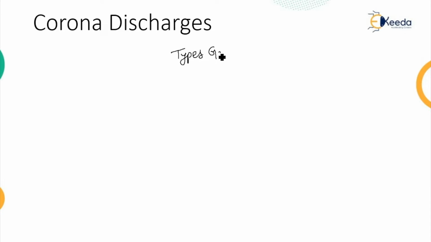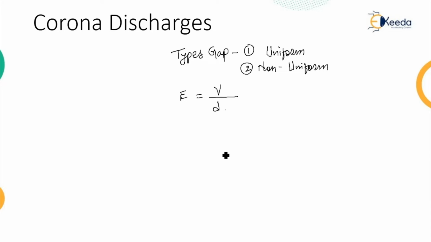Here we are going to study two types of the gap and the corona discharge which takes place in those gaps. The first is called uniform and the second is called non-uniform. In between these two, there is a gap, there is an electric field present, and all of you know it is given by the equation voltage upon distance. Now, I must tell you, this particular lecture I have divided into two parts. In the initial part, I am going to talk about the types of gap, and in the next part, I am going to cover the topic, that is corona discharge, its introduction, and the formation of corona.